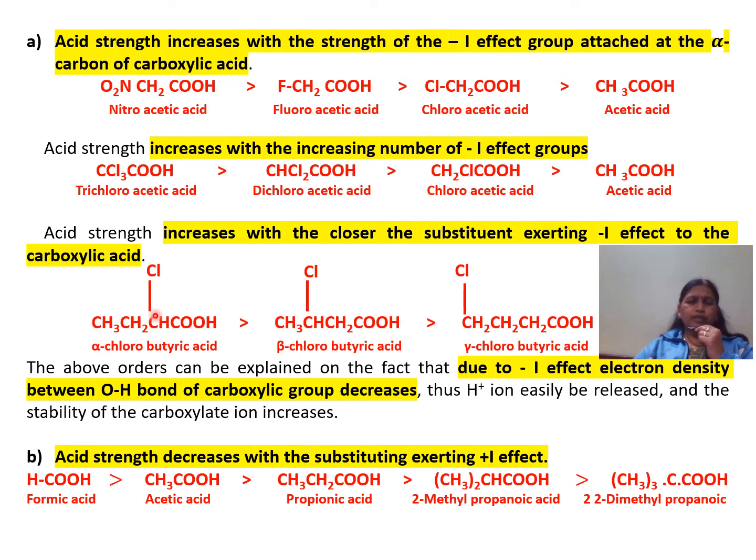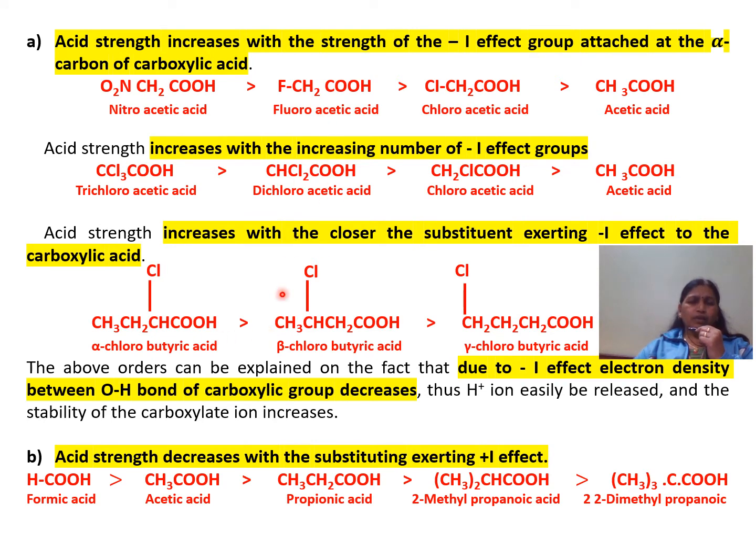So here it is at the alpha. It is alpha chlorobutyric acid. This is beta. This is gamma. So the closer the substituent causing minus I effect is to the carboxylic acid group, the greater will be the acid strength. So this one is most acidic, followed by beta chlorobutyric acid, followed by gamma chlorobutyric acid. So as the distance between the chlorine atom and the carboxylic acid group increases, the acid strength decreases.